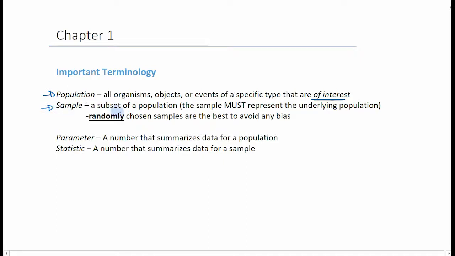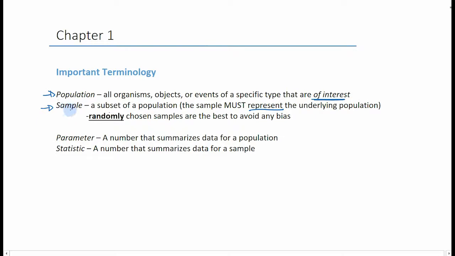A sample is a subset of the population. And of course, the sample must represent the underlying population that you're interested in. So for example, maybe you choose 30 students at random from the 60,000 students that go to York University. And from there, we can try to find the average height.